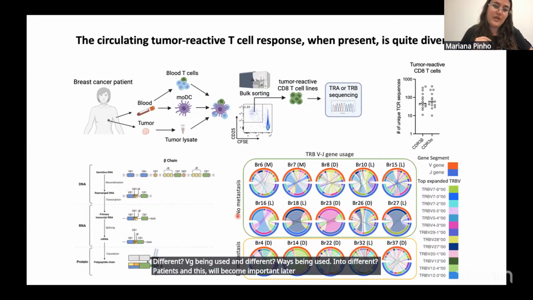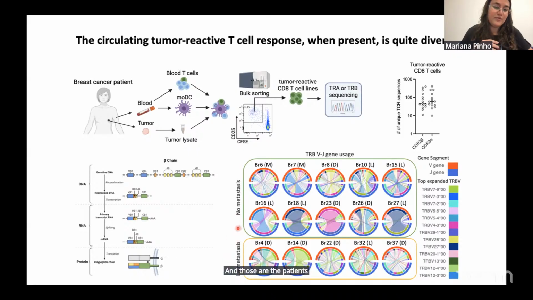This is just the patients that didn't have any kind of metastasis. And those are the patients that have lymph node metastasis. And you can see that there is no difference. So for any patient that had a response, the response is quite diverse.